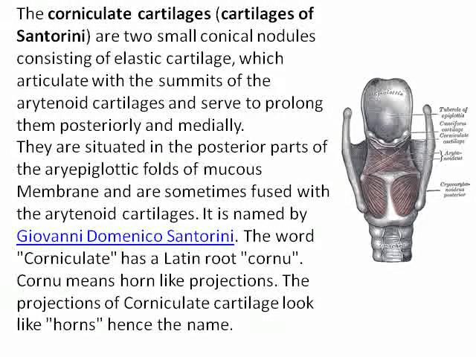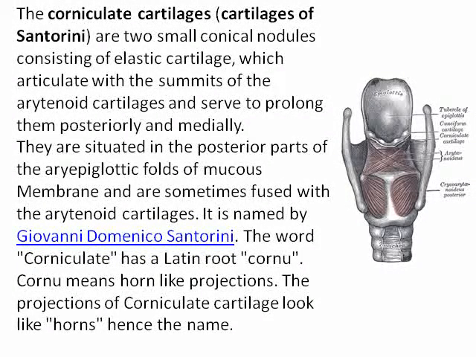The corniculate cartilages, however, are two small conical nodules consisting of elastic cartilage, and these articulate with the summits of the arytenoid cartilages and serve to prolong them posteriorly and medially. They are situated in the posterior parts of the aryepiglottic folds of mucous membrane and are sometimes fused with the arytenoid cartilages. It is named by Giovanni Santorini and therefore called the corniculate cartilages of Santorini.